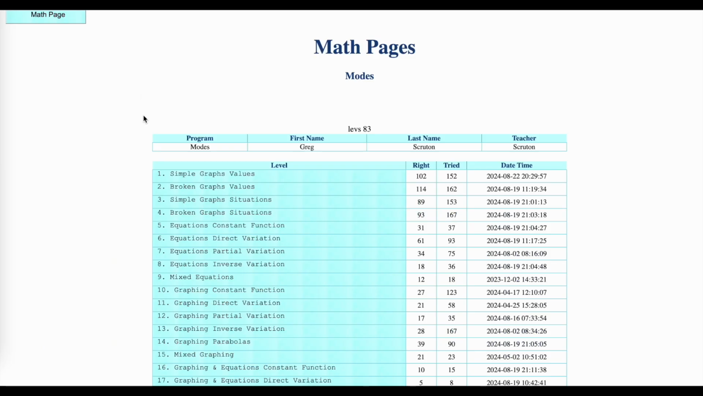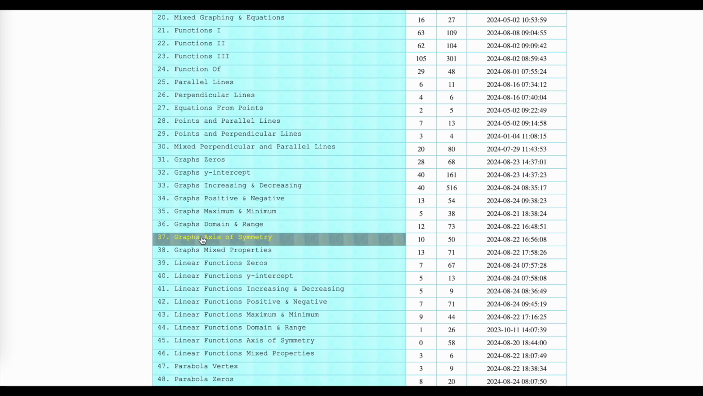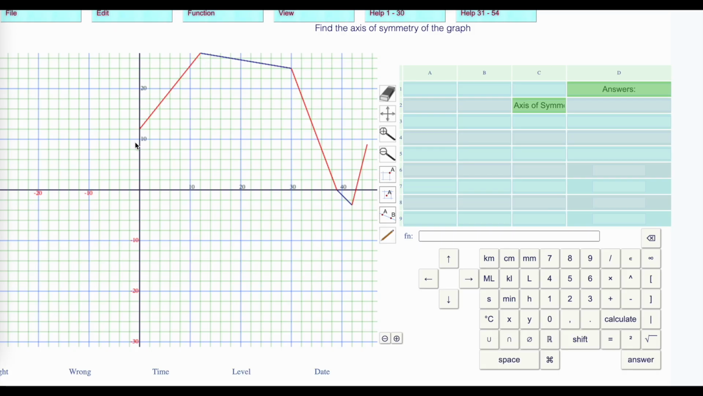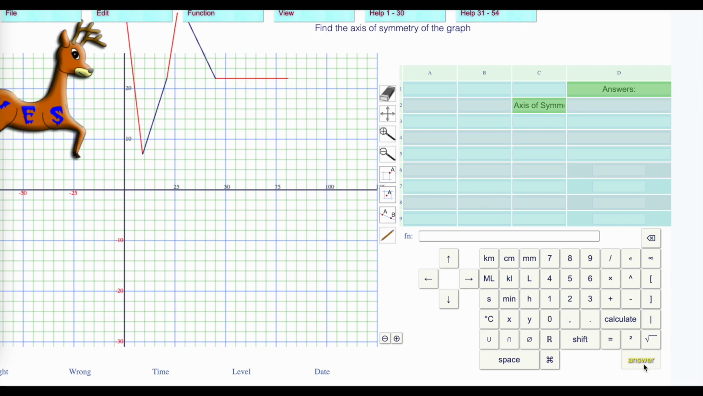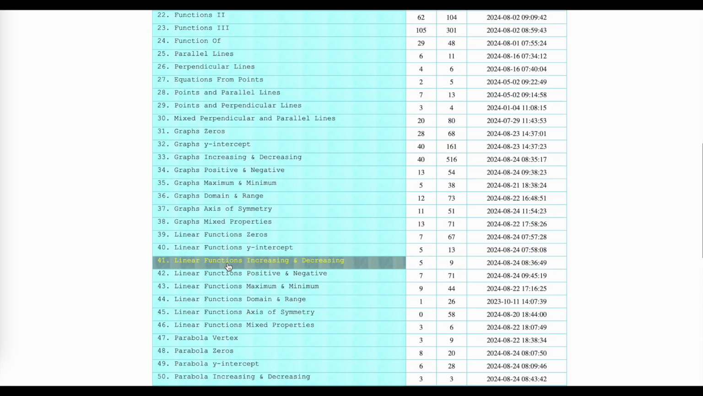All right, let's go and look at our other graphs very quickly. Graphs, axis of symmetry, level 37. Find the axis of symmetry. Notice this is not symmetrical. There is no axis of symmetry in this case. There's nothing. Click on that, and then there we are. Let's look at another graph.